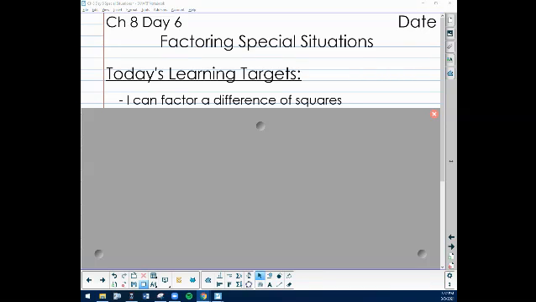Today we are on Chapter 8, Day 6, about factoring a special situation. After today we will have learned all of our factoring techniques and we will be pros. So our learning target for today is: I can factor a difference of squares, and the difference of squares is our special situation for today.